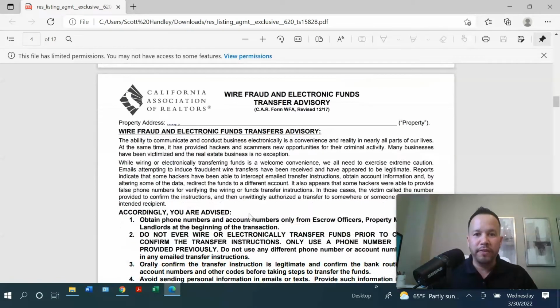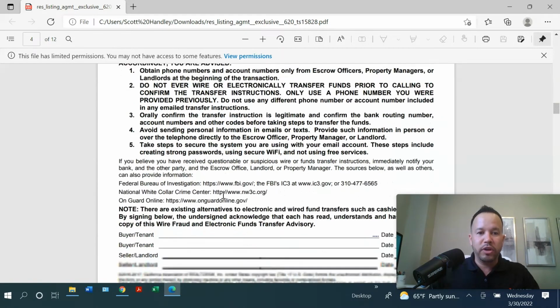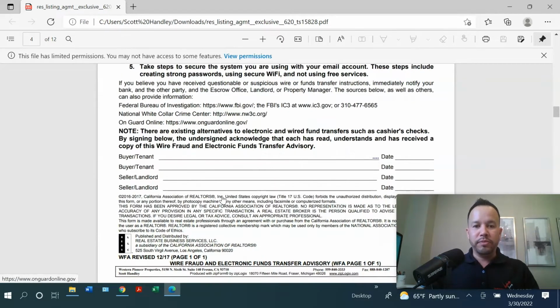Next will be the WFA, the Wire Fraud and Electronic Funds Transfer Advisory. This is very important because wire fraud is on the rise. So you just need to tell your seller, hey, look, wire fraud is on the rise. If you ever get any wire instructions, please cross-reference them with me first before sending any money, because this is very real and very prevalent in the real estate industry. A lot of criminals are hacking escrow officers' emails and posing as an escrow officer to try to get you to wire funds to them. So just be very mindful of how important wire fraud is.